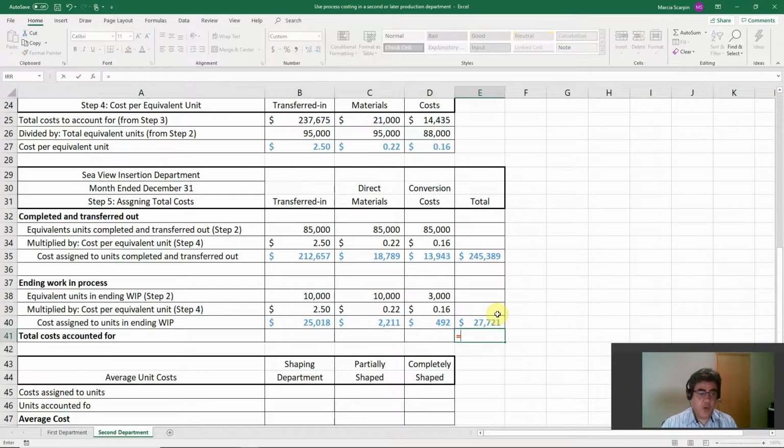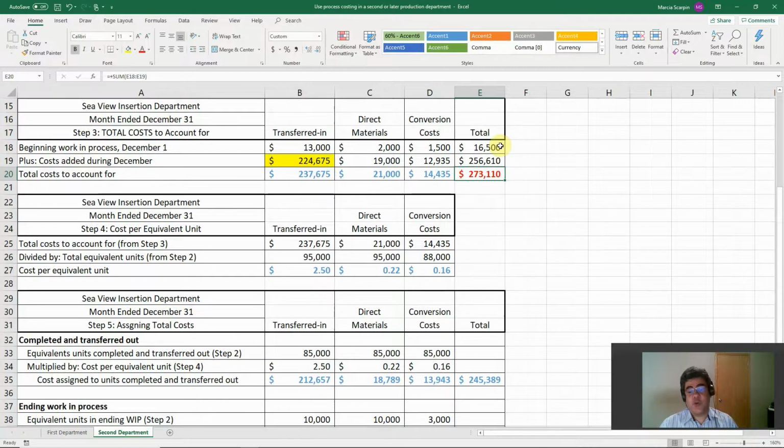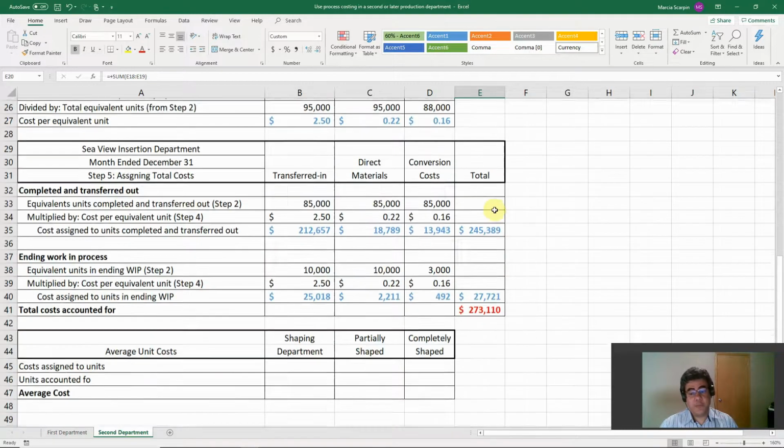And total cost accounted for is the sum of completed and work in process, 273. How do we know if this number is right? It must match the total cost to account for in step number three.